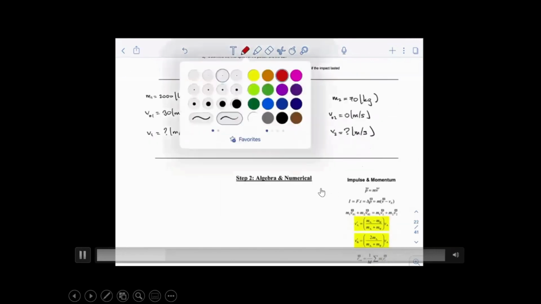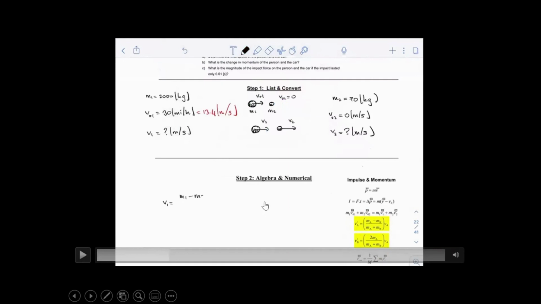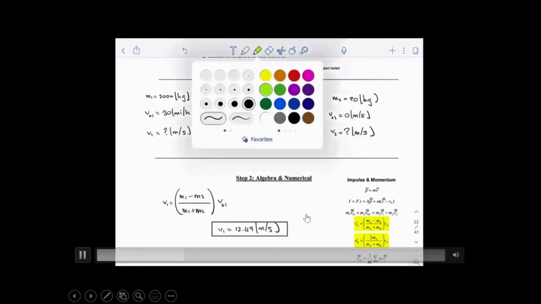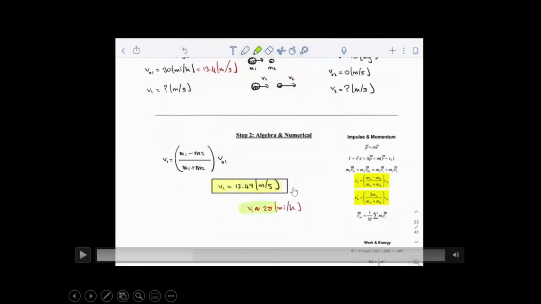All right, so we do the conversions. Here's the first formula. This is going to give us the speed of the car. Here's the initial speed of the car, and this is the final speed of the car. We have the numbers, so put the numbers in, and we end up getting about 14 meters per second. This is about 27 to 28 miles per hour. I think it's about 28 miles per hour.